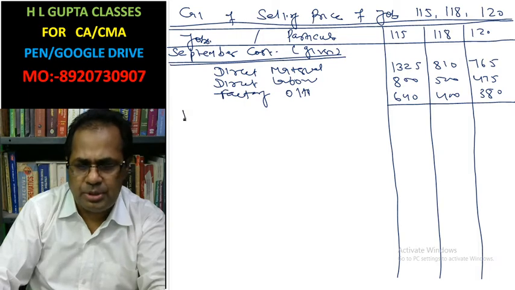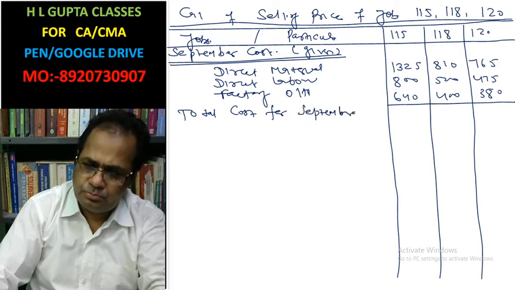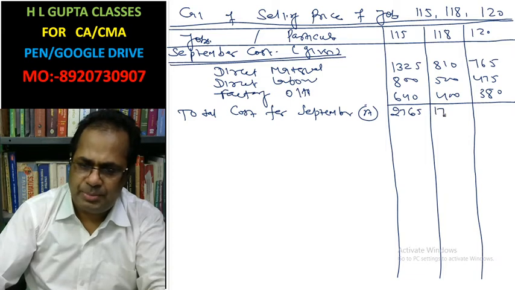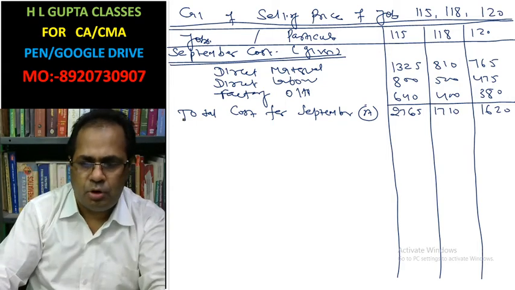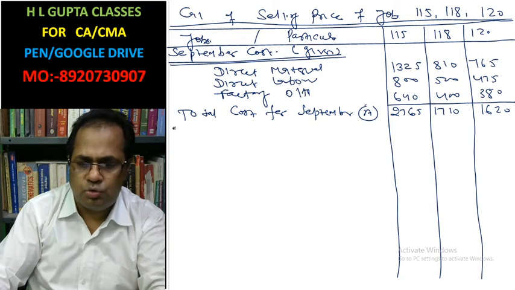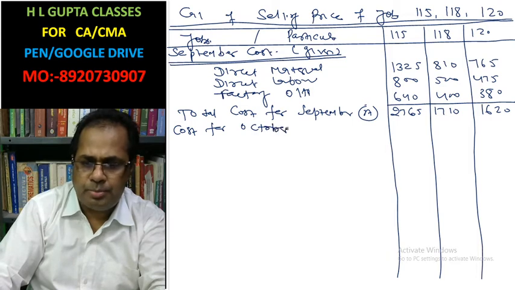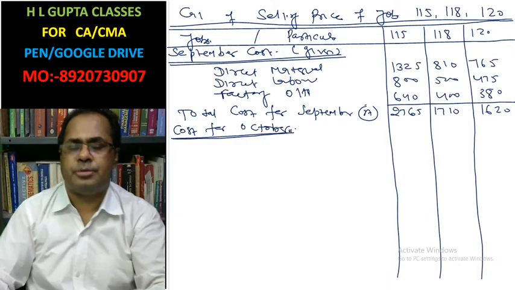Total cost for September, this is A. After adding, 2765, 1710, 1620. Now cost for October. Cost for October, because you are going to invoice for October and this is the second month's cost incurred.